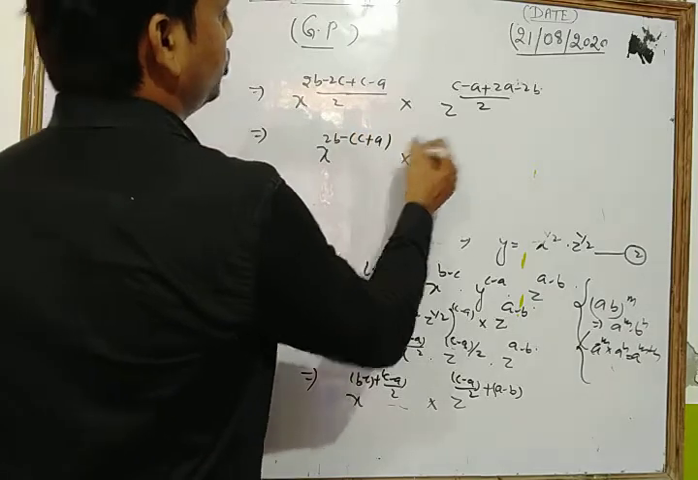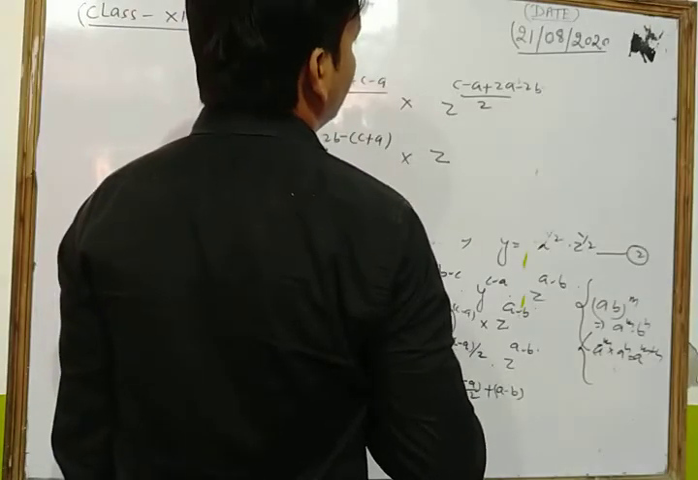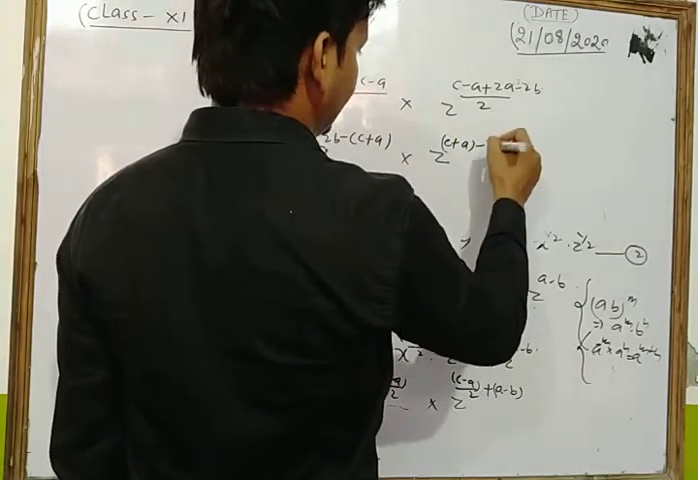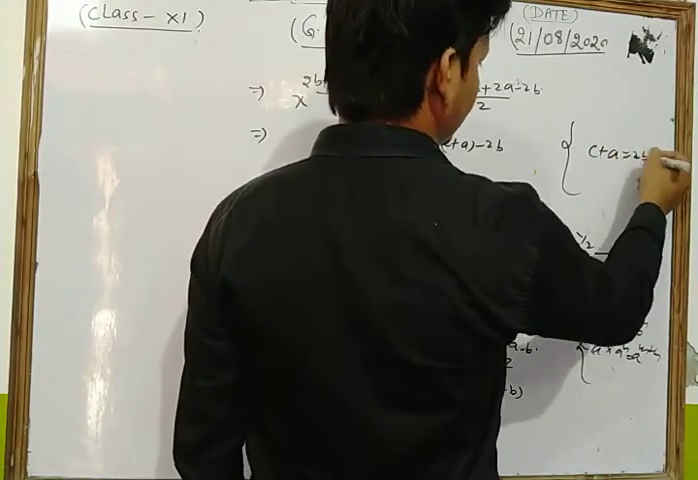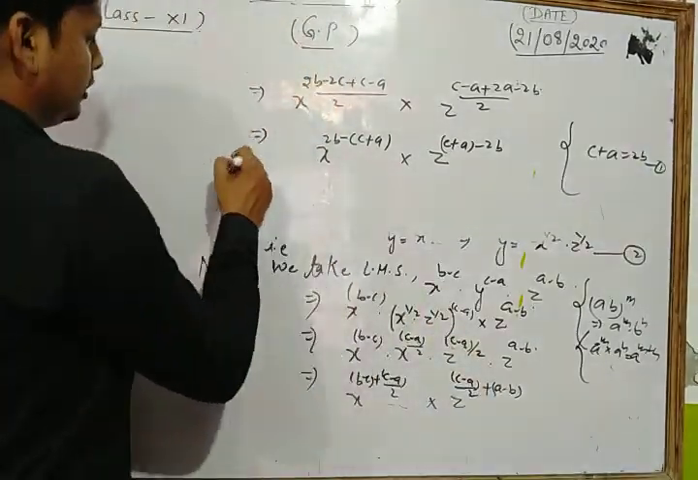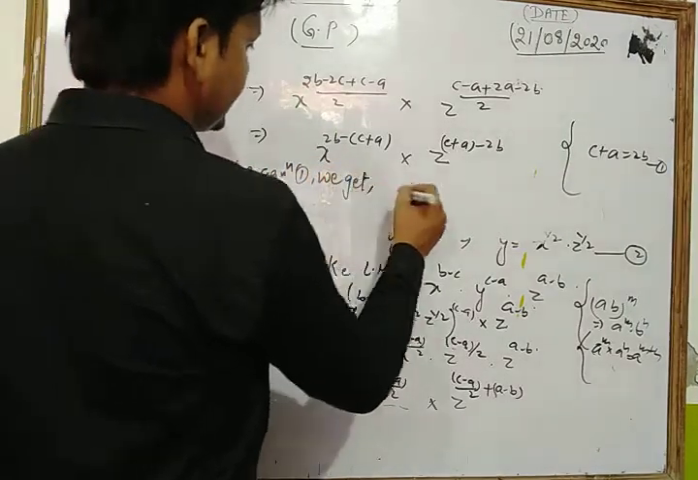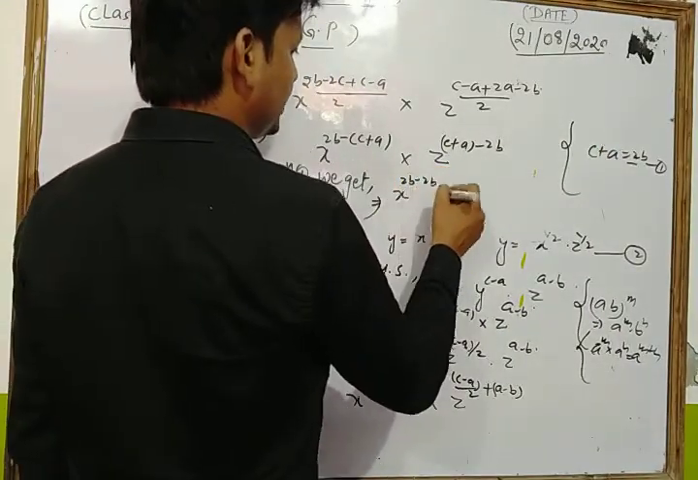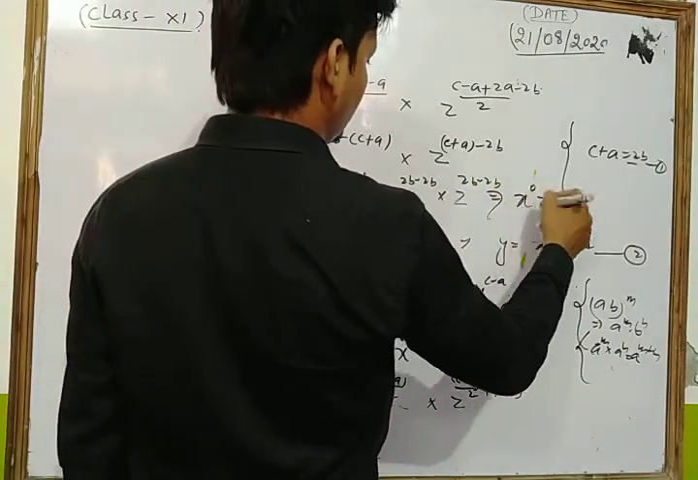c plus a into, same as z is equal to, here we have 2a plus a, that is c plus a, and minus 2b we write as it is. But using equation 1, we have c plus a is equal to 2b, right? This is equation 1. In the starting we get a relation c plus a is equal to 2b. So using equation 1, we get x to the power c plus a is equal to 2b, so we write 2b minus 2b, same as here z to the power 2b minus 2b, so we write x to the power 0 into z to the power 0.